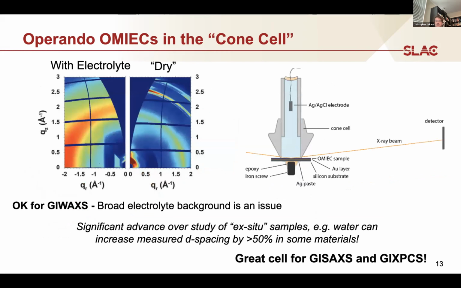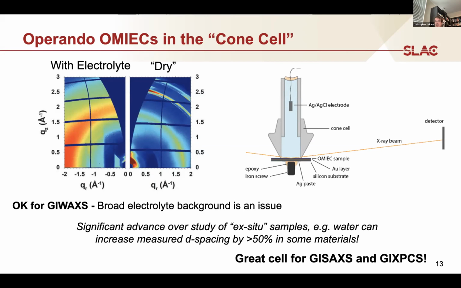And this cell, it turns out, is okay for grazing incidence. It was a really good start, I will say, back in 2020. We've made a lot of progress since then. A lot of it was also done at Sector 8, along with here at SSRL. But it's really great for GISAXS and grazing-incidence XPCS because it allows us to create a very rigid assembly from a thin film cell and bring in the X-rays.